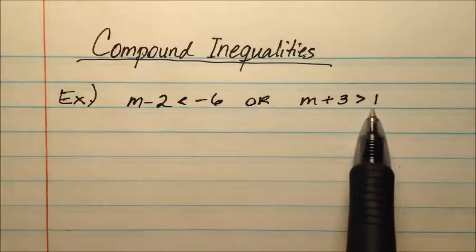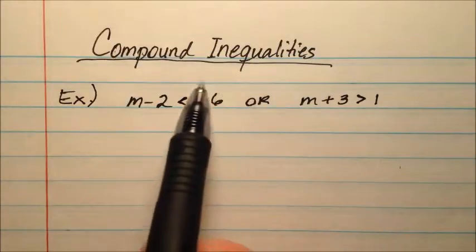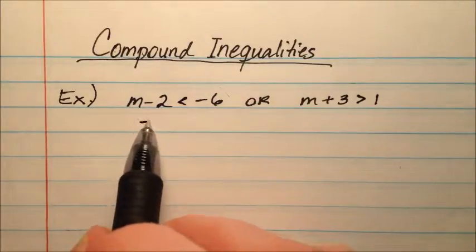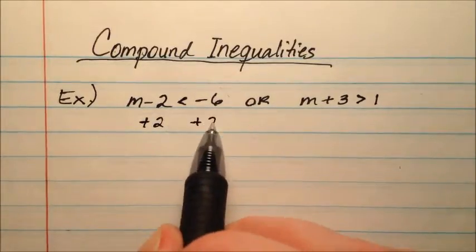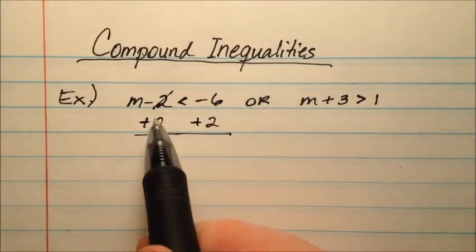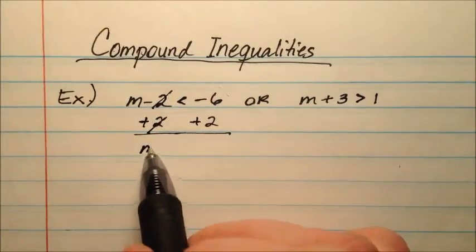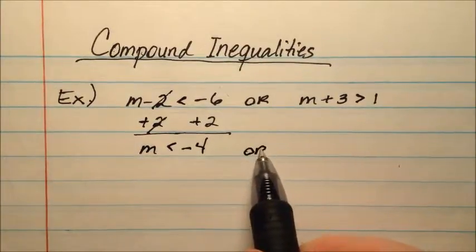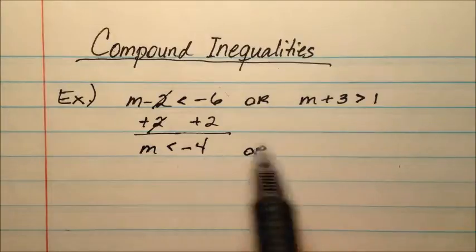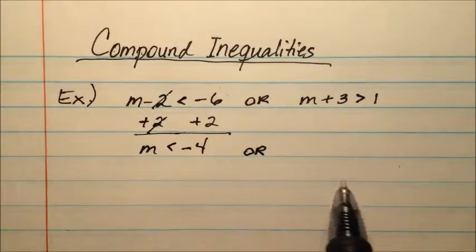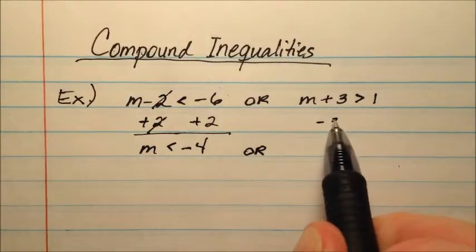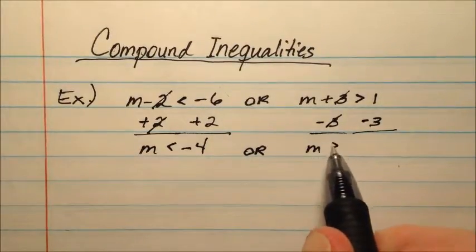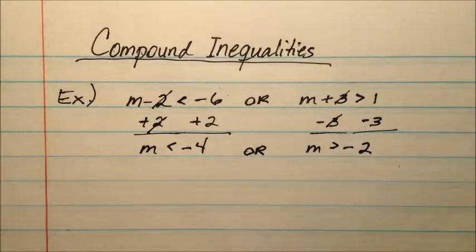Same thing over here. So in order to solve each one of these, I'm going to do each one independently, the one on the left first and then the one on the right. So I can solve the one on the left by adding 2 to both sides. When I do that, these 2's cancel, and I have m is less than negative 4. And this "or" just kind of comes along for the ride. It's just really a comparison between these two guys. So it's this or this. Okay, so in this guy, we're going to subtract 3 from both sides. So those 3's cancel. We have m is greater than negative 2.